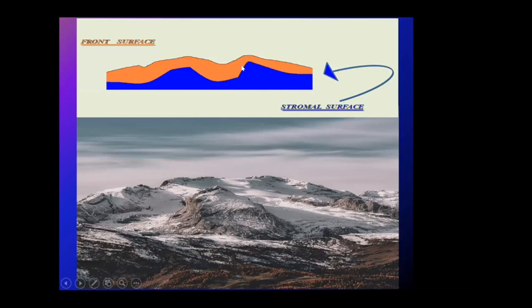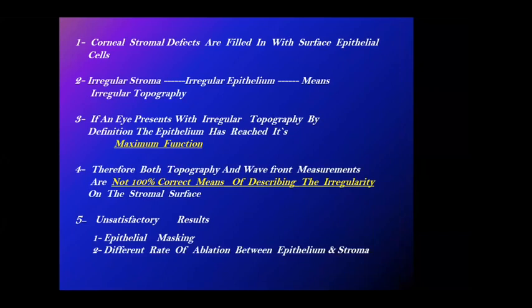You can see that this is the corneal stromal surface, and it is nicely corrected by the epithelium. Of course, the epithelium cannot correct everything, otherwise we would not have problems, but it will do its best to correct as much as possible. So corneal stromal defects are filled with epithelial cells. Irregular stroma means irregular epithelium, means irregular topography. Irregular topography means that the epithelium has done its best to correct whatever it can. Maximum function of the epithelium is done. So we cannot depend 100% on either of them to understand the irregularity of the stroma.